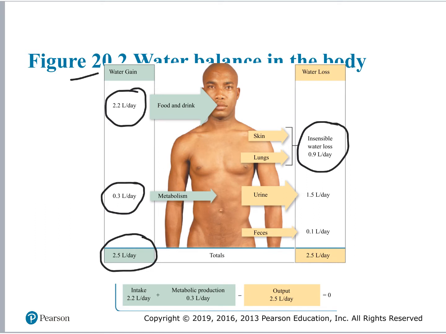And then we excrete 1.5 liters per day in the urinary system, and then we get rid of 0.1 liters per day just with the feces. And that adds up to 2.5 liters per day. So if we take in 2.5 liters a day and we get rid of 2.5 liters per day, then overall we haven't changed the water level in our bodies. So that is mass balance.